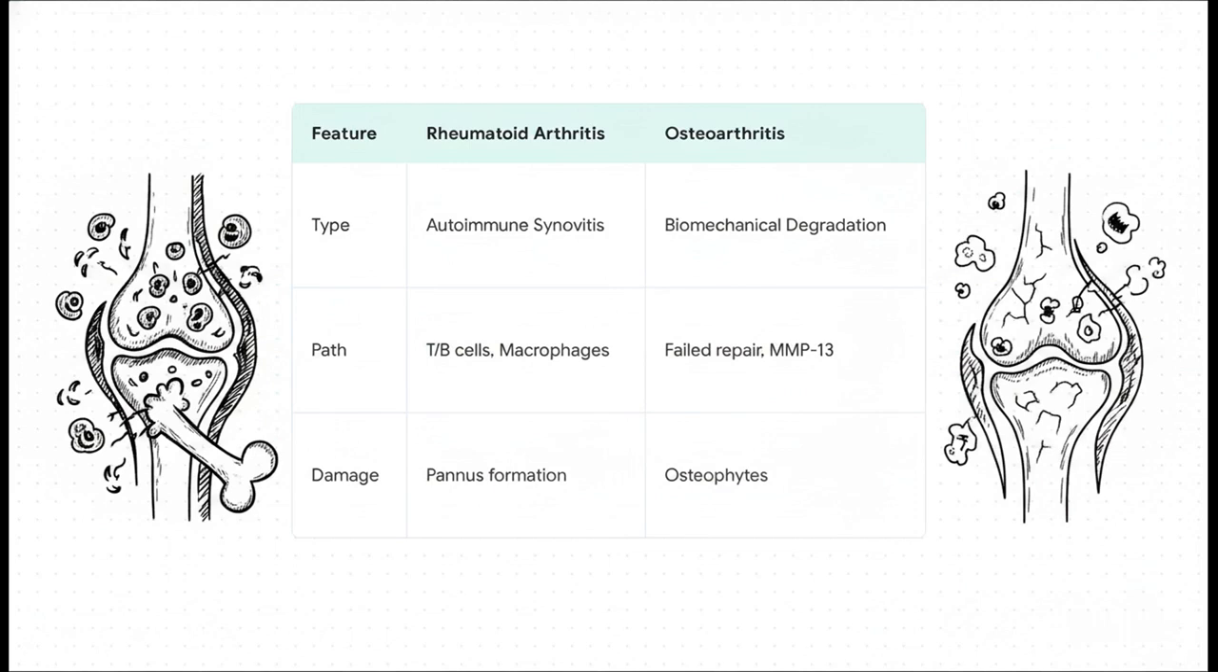Osteoarthritis, on the flip side, isn't just simple wear and tear like people used to say. It's actually a super complex biomechanical failed repair process. Chronic stress leads to cartilage fibrillation, and the chondrocytes start inappropriately pumping out matrix metalloproteases like MMP13, which basically degrades the joint from the inside out.